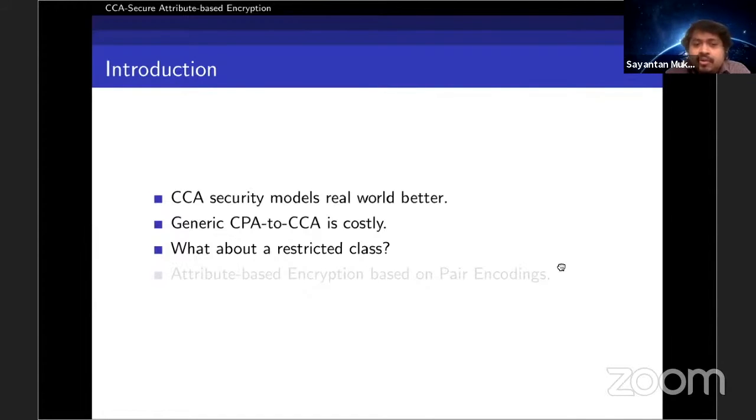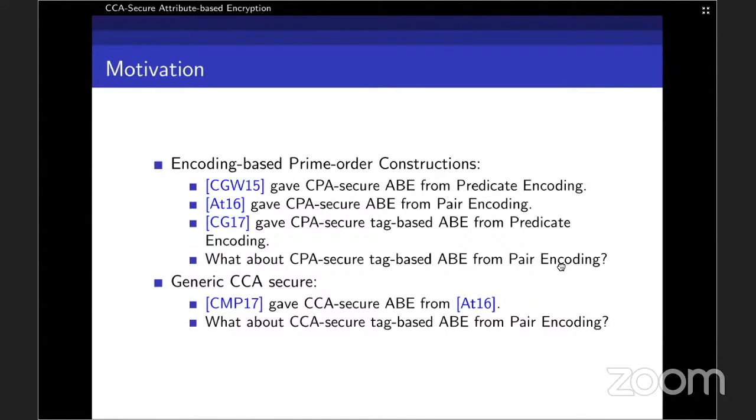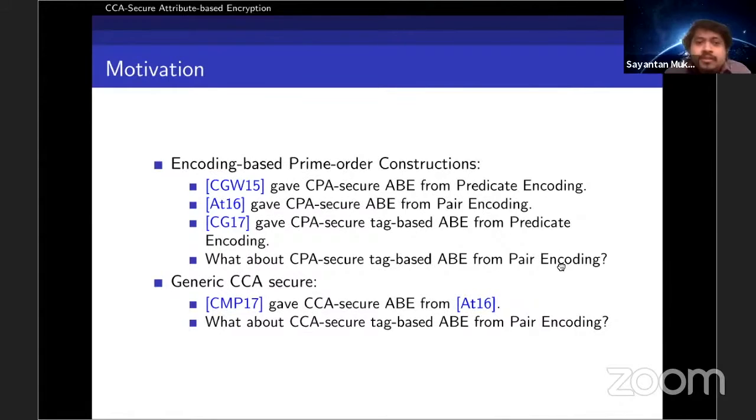And what about the restricted class? So in this work, we focus on attribute-based encryption that are based on pair encodings only. So let's talk about our motivation. Let's talk about a few papers that are available in the literature.